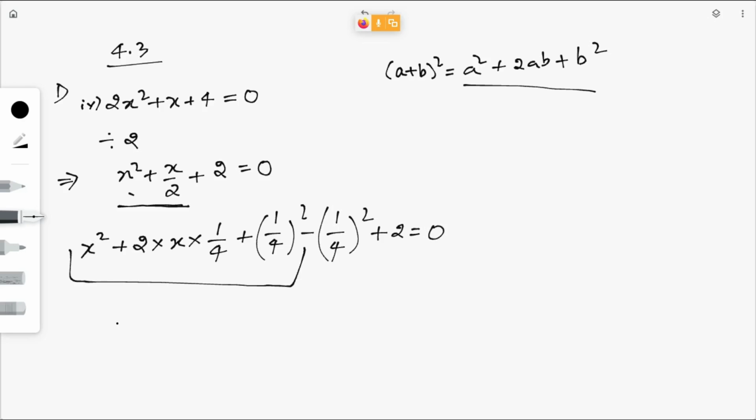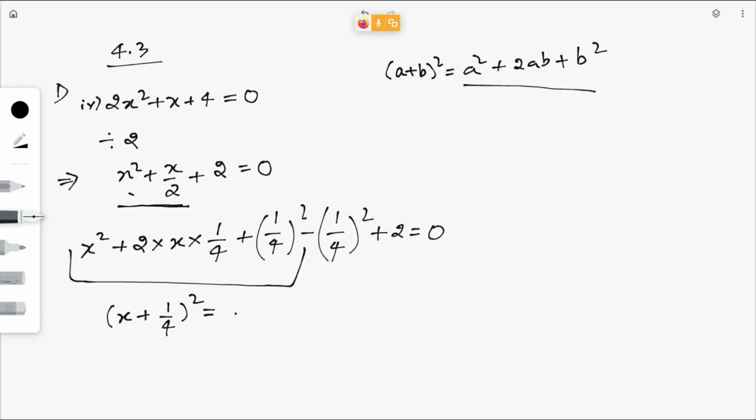So what will you get here in the next step, Shreya? What is your a here? x is your a. Yes, sir. What is b? Plus 1/4. 1/4 is your b, whole square, right? x plus 1/4 whole square minus, or you can take these two terms to the RHS.